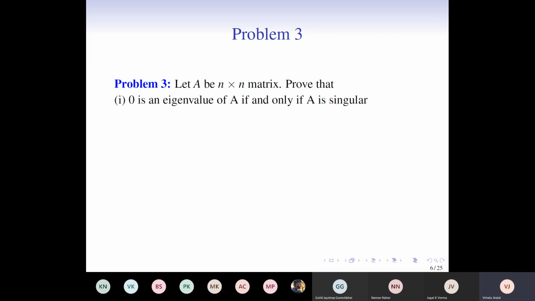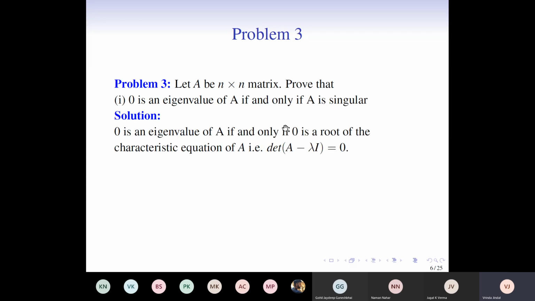Problem 3 has 3 parts. It says A is an n cross n matrix. We need to prove that 0 is an eigenvalue of A if and only if A is singular. So this is an if and only if statement, so we need to prove it in both directions.